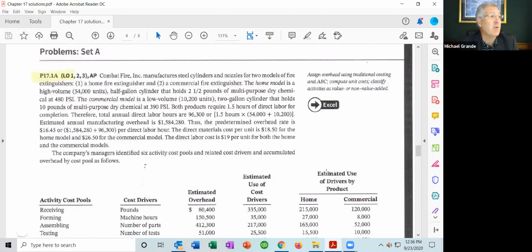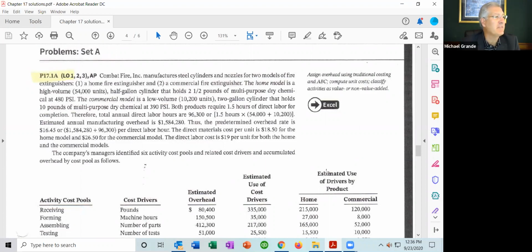Both products require 1.5 hours of direct labor for completion. They're telling you how many direct labor hours. Therefore, the total annual direct labor hours are 96,300. So this sounds like an activity base to me, right? How did they get it? 1.5 hours per unit multiplied times the total number of units, 54,000 for the home fire extinguisher and 10,200 units for the commercial one. That's how they come up with 96.3.